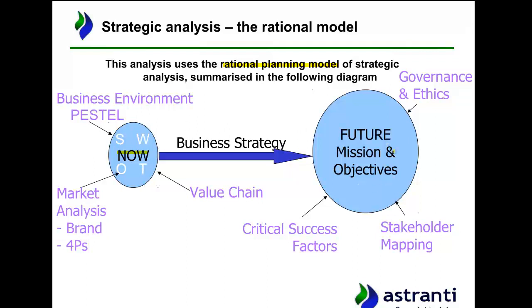On the other side, on the right-hand side over here, we have the future. As you might guess, the idea of this is to see where the company wants to be in the future and what its goals are for the long term. To do that, we have to look at its governance and its ethics and its principles regarding that. We need to have a good understanding of the involved stakeholders and their relative importance to the company. We need to identify critical success factors, and all of that is going to help us to identify the mission and objectives of the company, so they have a goal to aim for. So they have a target for the future.